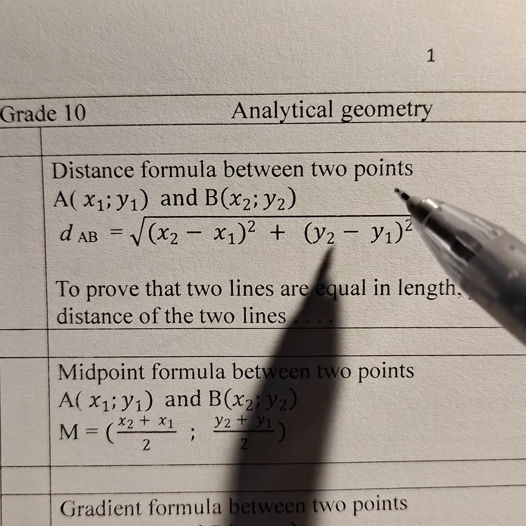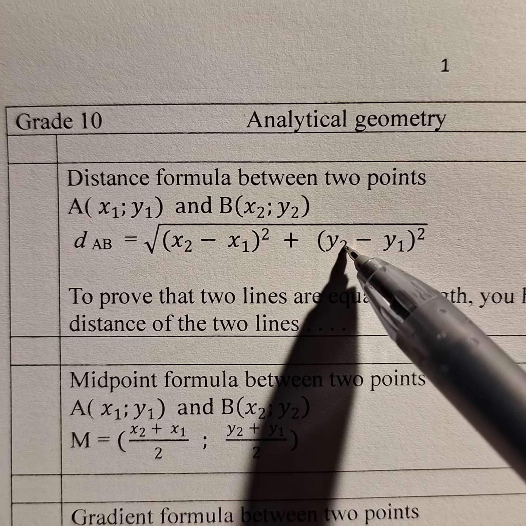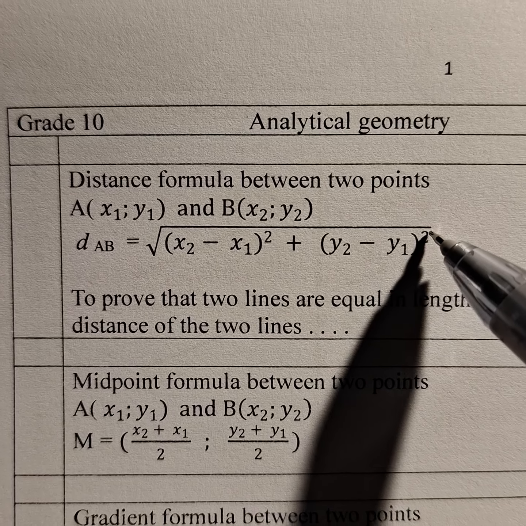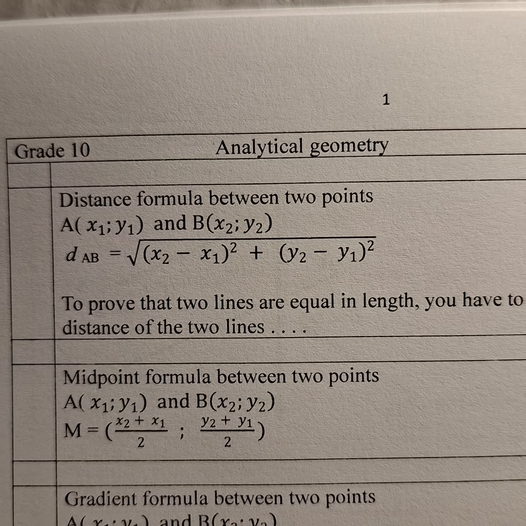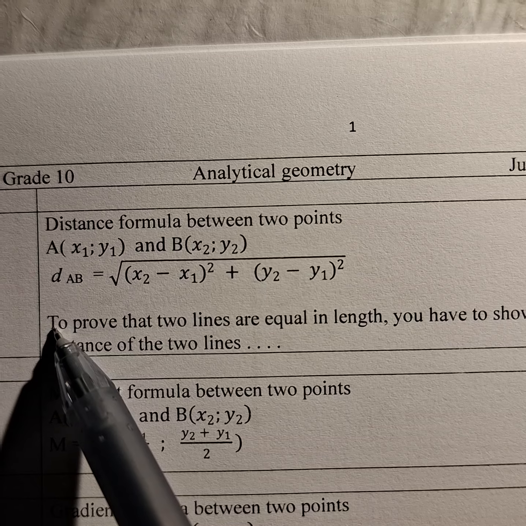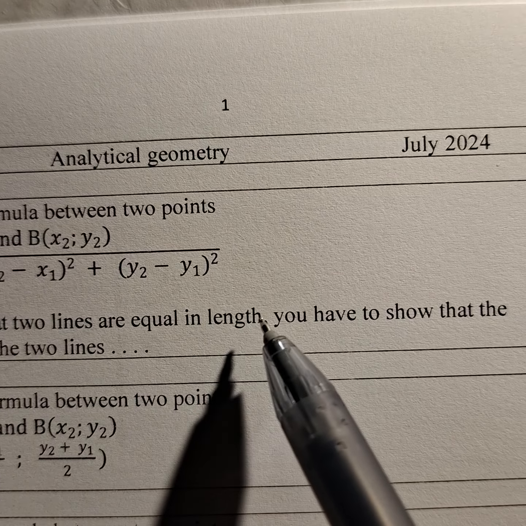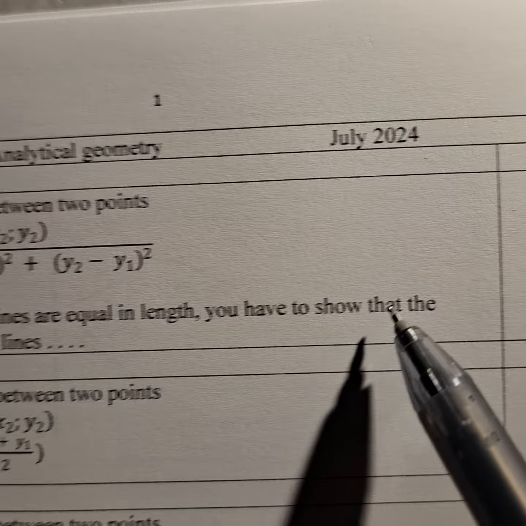the square root of x2 minus x1, squared, plus y2 minus y1, squared. We put all of these things under the square root. That's very, very important. Sometimes we have to prove that two lines are equal in length, so you have to show that the distances of those two lines are actually equal.